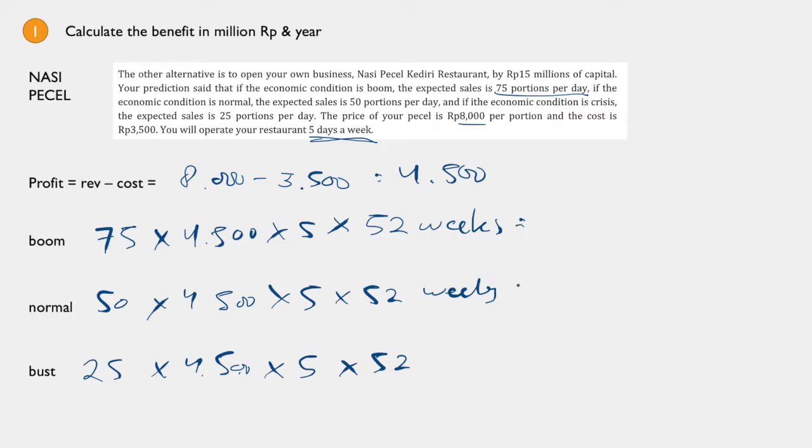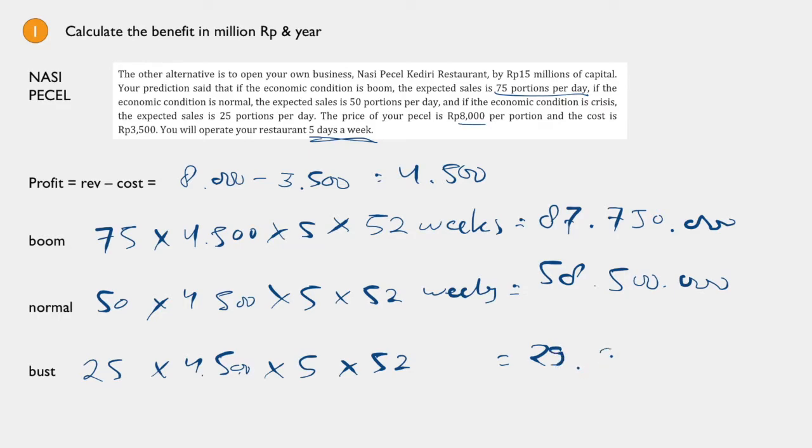Alright, and if we calculate all of these, we will have 87,750,000, 58,500,000, and 29,250,000. Okay, these are our payoffs for choosing nasi pecel on each boom, normal, and bust economic condition.